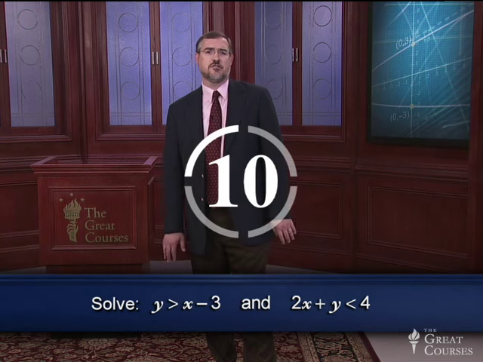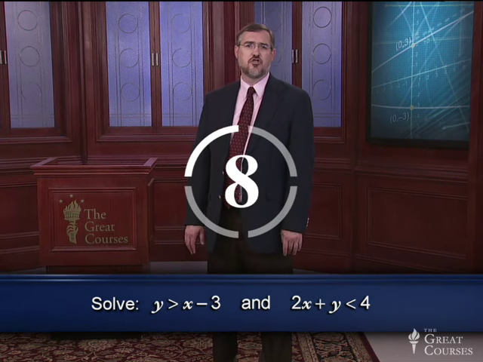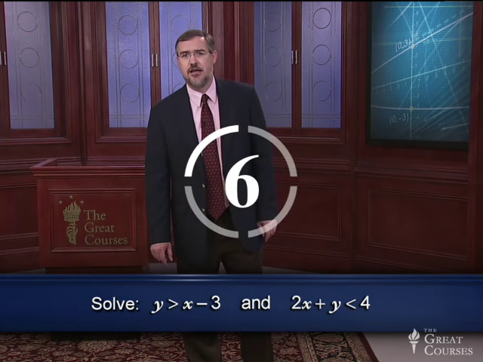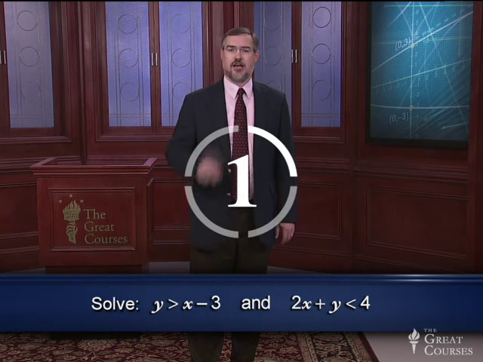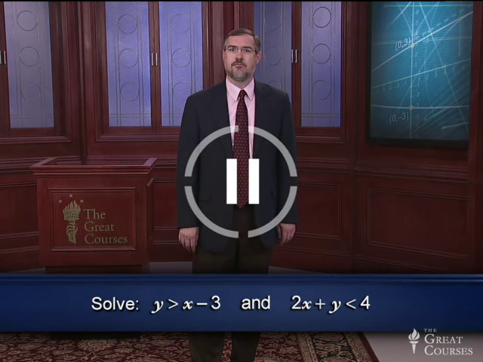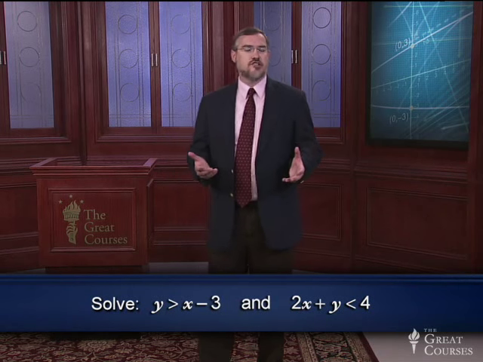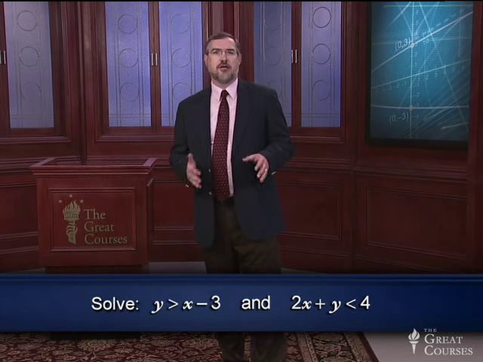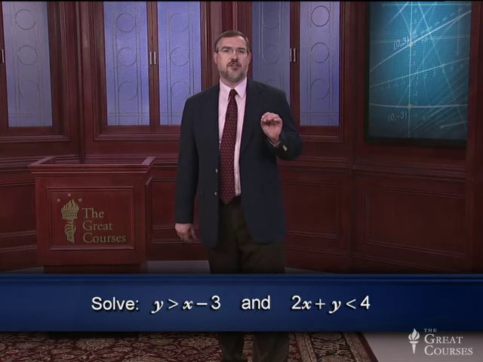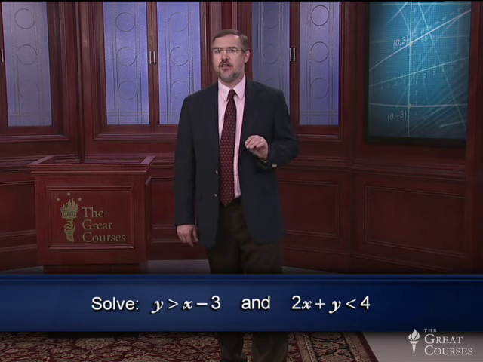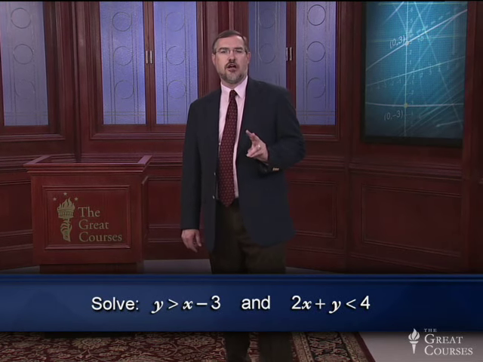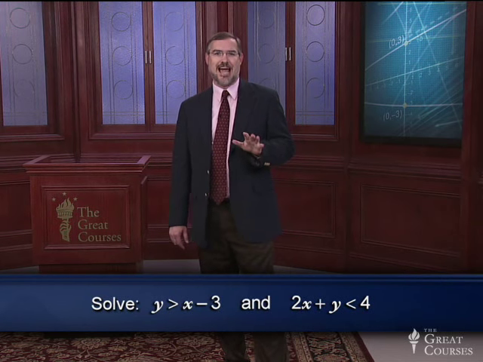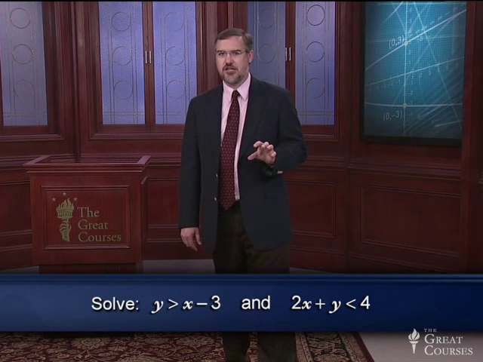Okay, here's the system of inequalities I want us to now consider. Solve the following system. y is greater than x minus 3, and 2x plus y is less than 4. Now, the first thing you need to notice, as I mentioned a few minutes ago, is that both inequalities are strict here. One is a strict greater than, and the other is less than. And that means that both of the boundary lines that you draw are going to be dashed. Okay, so that's the first thing we need to notice.